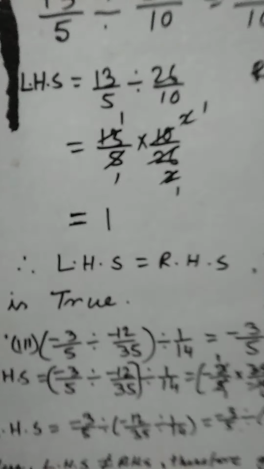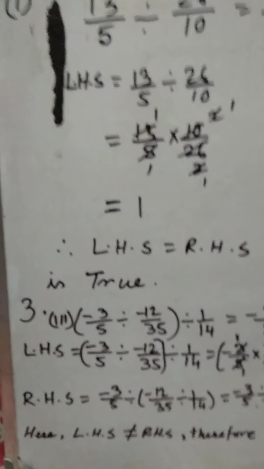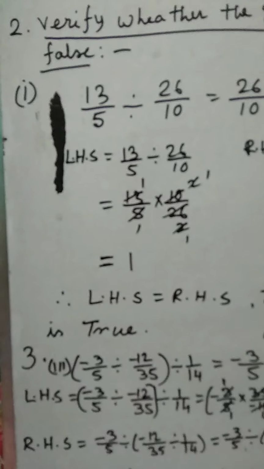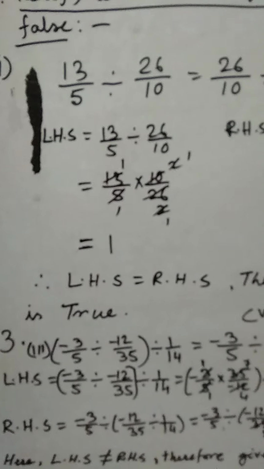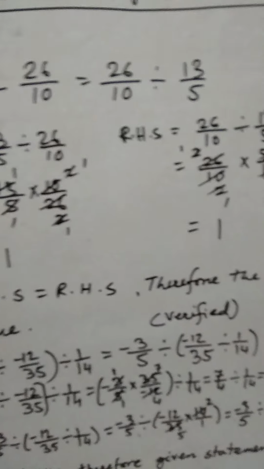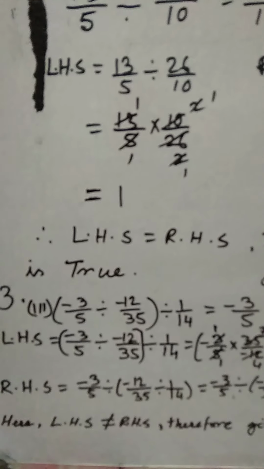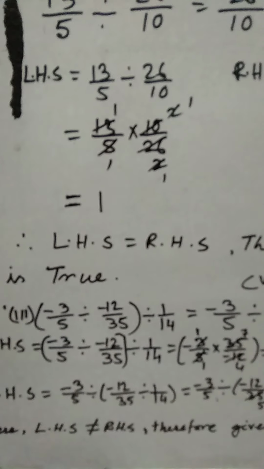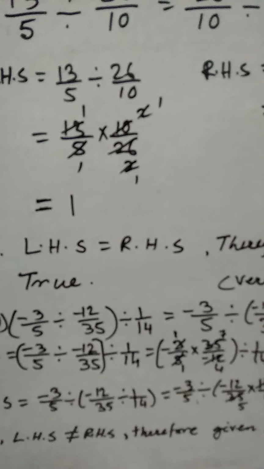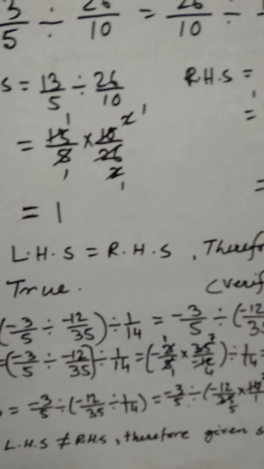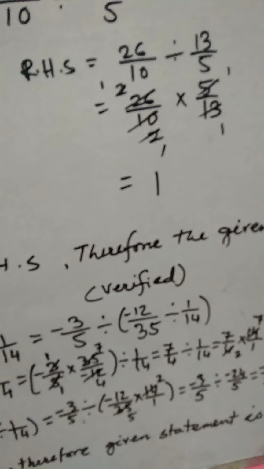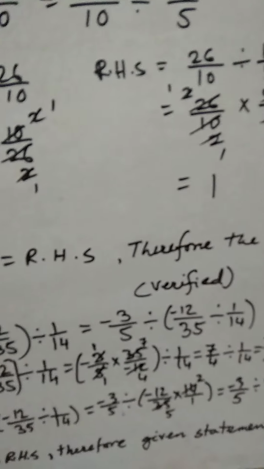See the next sum. Question number 3. It is also verify whether the following statement is true or false. 3 of question number 3. Minus 3 by 5 divided by minus 12 by 35 divided by 1 by 14 is equal to minus 3 by 5 divided by minus 12 by 35 divided by 1 by 14.